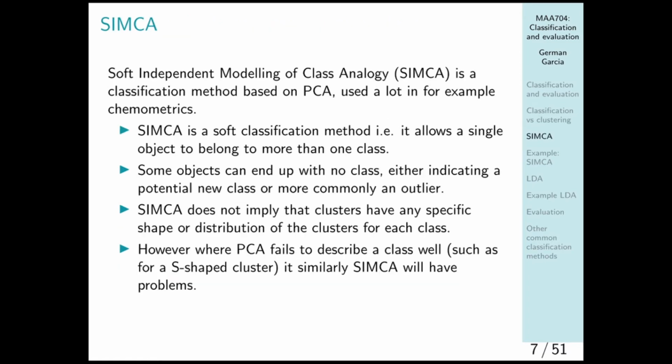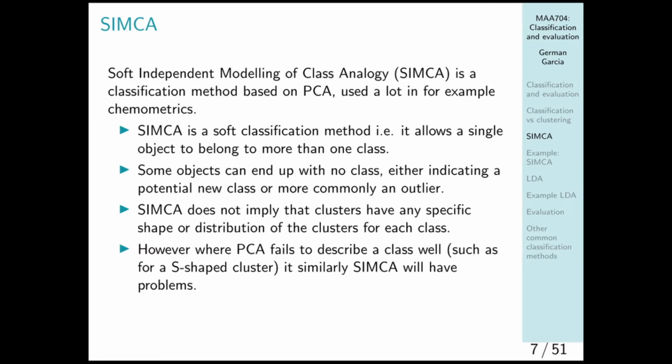Now that we know this, what is Simca? Soft independent modeling of class analogy is a classification method based on PCA. This is pretty common, for example, in chemometrics, and we'll see why. Simca is a soft classification. I mean, it allows a single object to belong to more than one class, in the case that we have plenty. Some objects can end up with no class, either indicating a potential new class or more commonly an outlier.